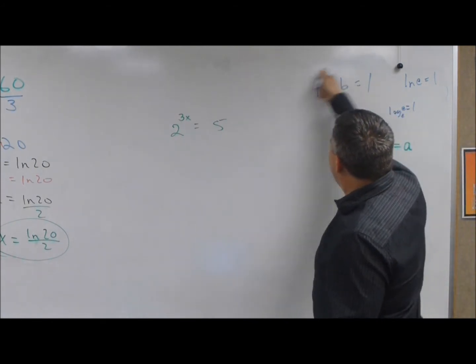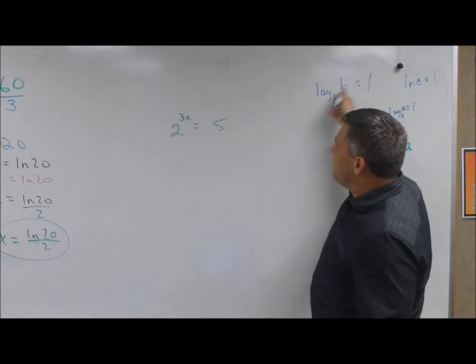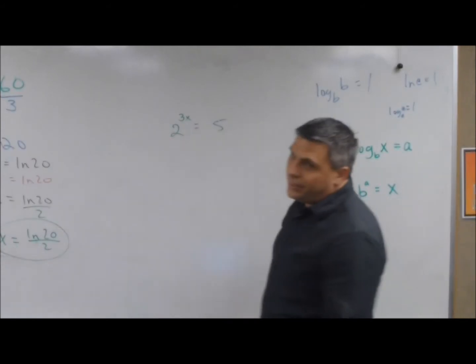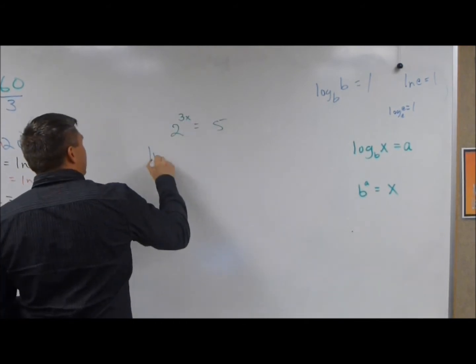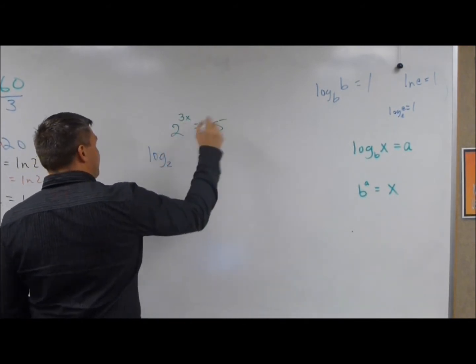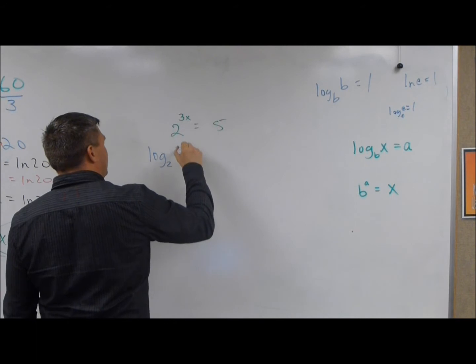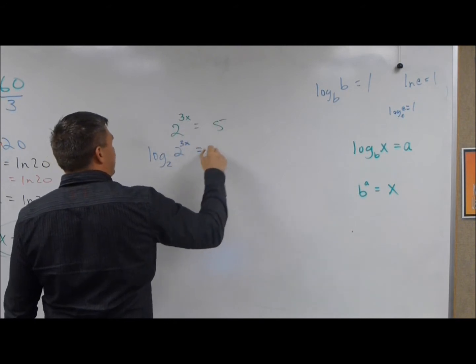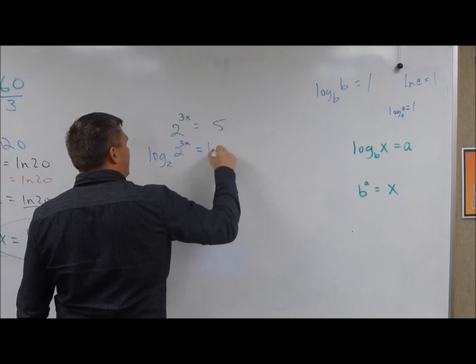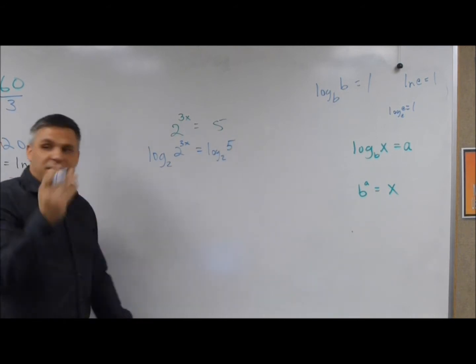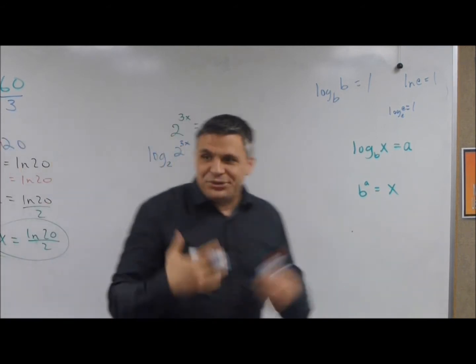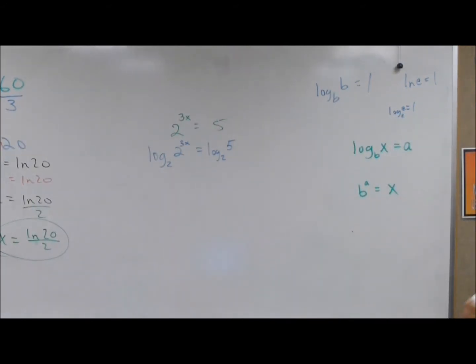So if we can get this, we can get rid of that 2. But to do that, I need to take the log base 2 of 2 to the 3x equals the log base 2 of 5. Because what I do to one side, I've got to do to the other. It's just like algebra. Okay?